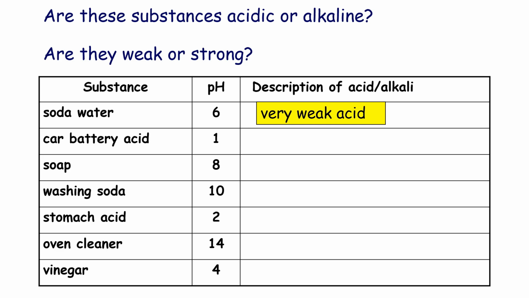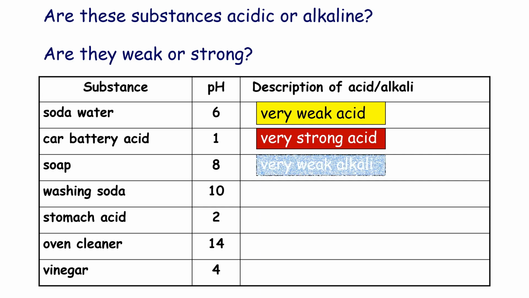And here are the answers. Carboxylic acid, pH 1, makes it a very strong acid. You certainly wouldn't want to be touching that with your bare hands. Soap, pH 8. This is a very weak alkali. That's good news. Washing soda, pH 10, weak alkali.